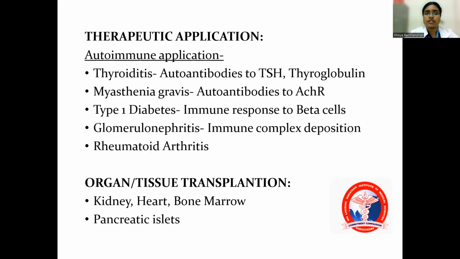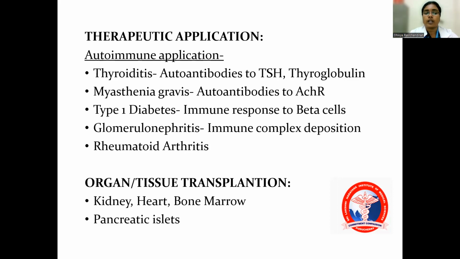The therapeutic applications of immunosuppressants are autoimmune conditions like thyroiditis, where the autoantibodies are to TSH receptor and thyroglobulin. Myasthenia gravis, where the autoantibodies are directed towards ACh receptors. In type 1 diabetes, the immune response kills the beta cells. In glomerulonephritis, immune complex deposition is seen in the foot processes of the glomerulus, and also in rheumatoid arthritis. These are some of the conditions where you will give immunosuppressive agents.